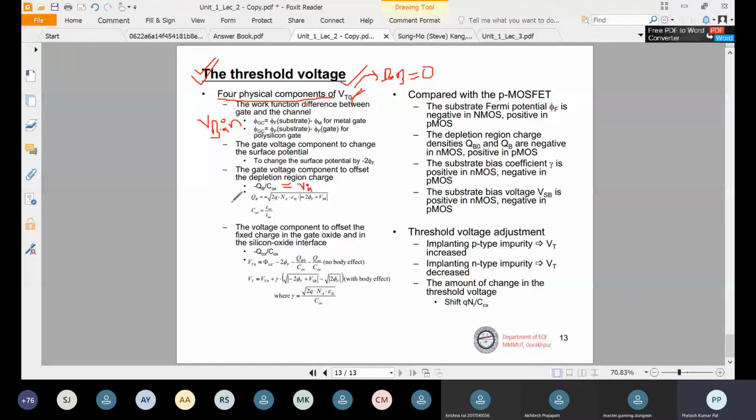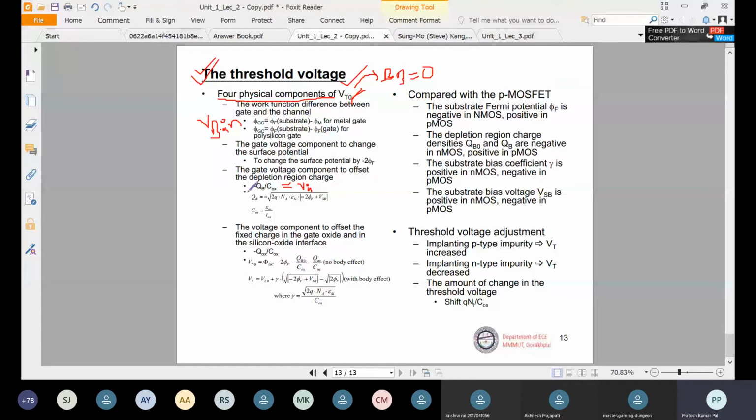ठीक है, so ये जो गेट वोल्टेज हम अप्लाई करेंगे गेट टर्मिनल पे, that will be of this magnitude to compensate the depletion region. तो depletion region को खत्म करने के लिए या फिर depletion region को रिमूव करने के लिए हमें that much of voltage required होगा. Okay, and here QB is the depletion charge.